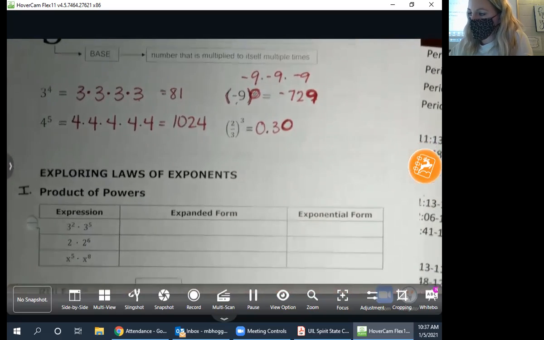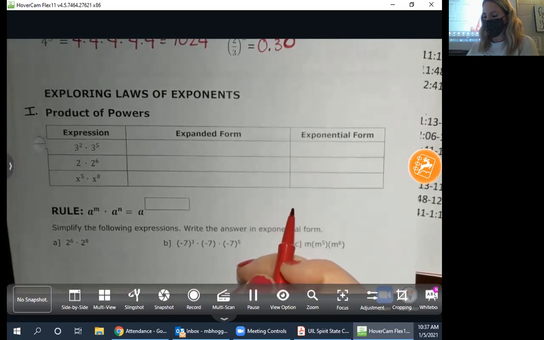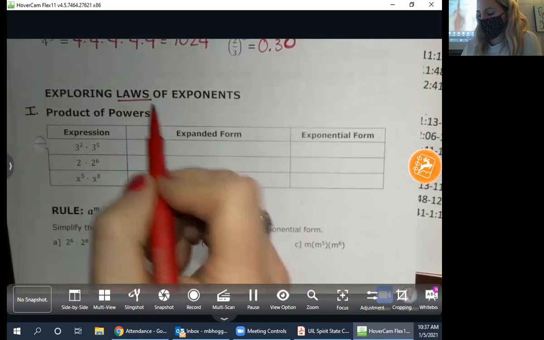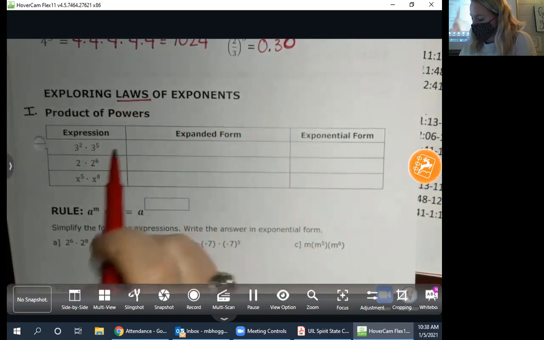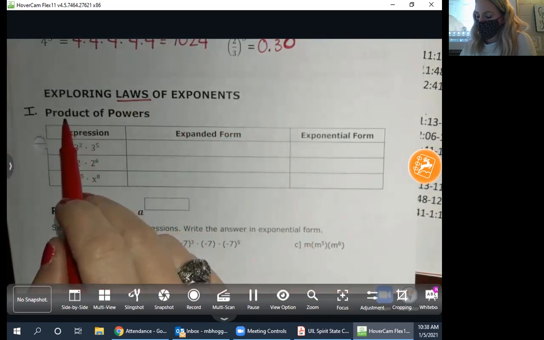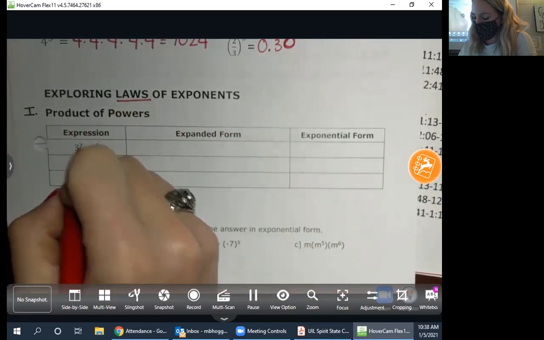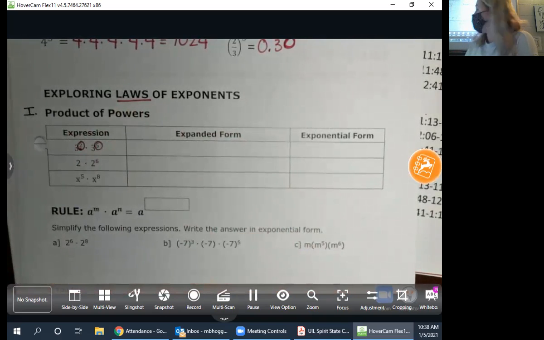Okay, so now that we kind of know what an exponent is, let's talk about the first rule, the first law of exponents, what we call them in math. Remember, laws, just like in science, laws are 100% proven. They're not theories, they're laws. The first law that we're going to talk about is called the product of powers. Remember, the powers are the exponents themselves. I'm going to circle the powers in this first example.